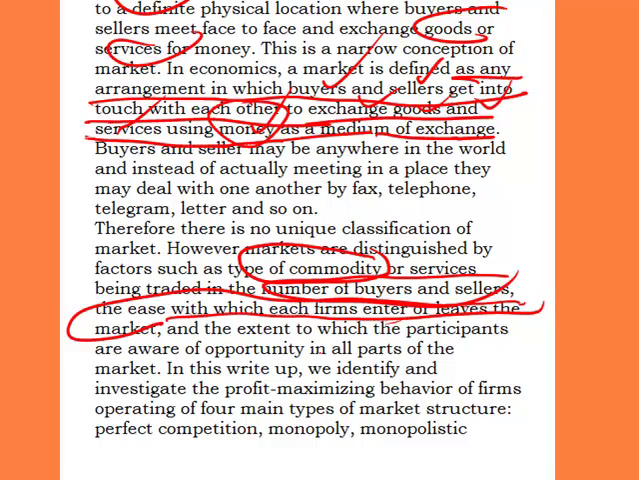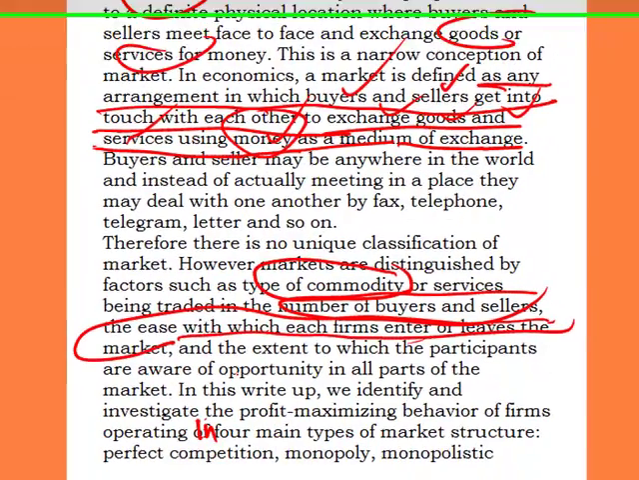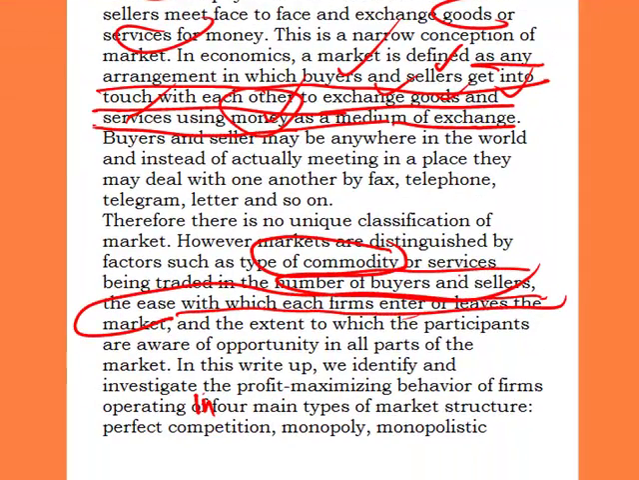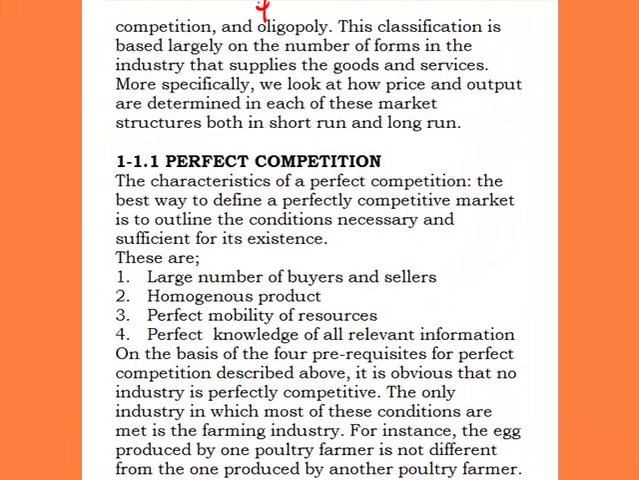Now, in this write-up, we identify and investigate the profit maximizing behavior of firms operating in 4 main types of markets. So we are going to classify our market into 4 main types. We want to see at what point these different types of market maximize their profit. Our focus here is just profit maximization. The types of market structure we have are: first, perfect competition; second, monopoly; third, monopolistic competition; and the fourth one is oligopoly.